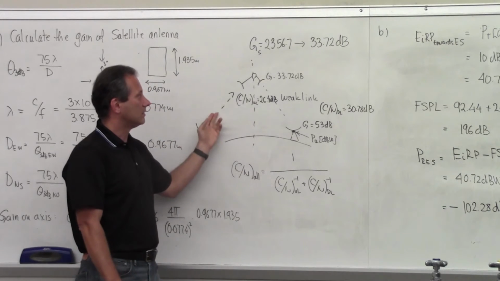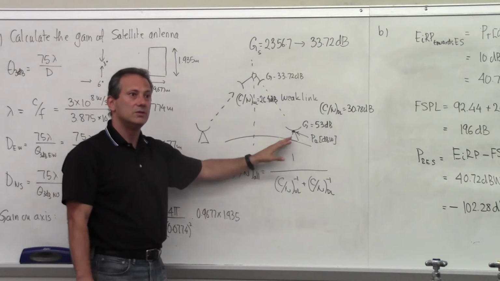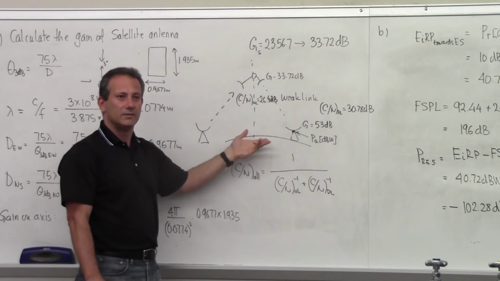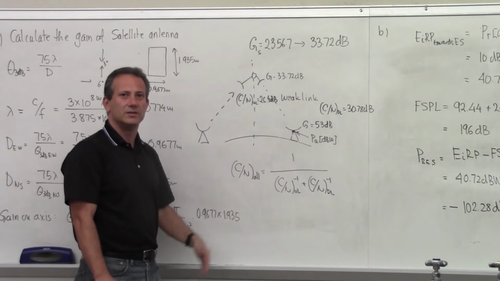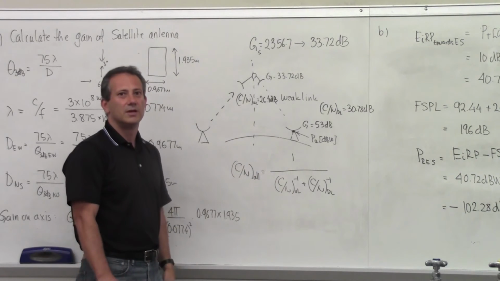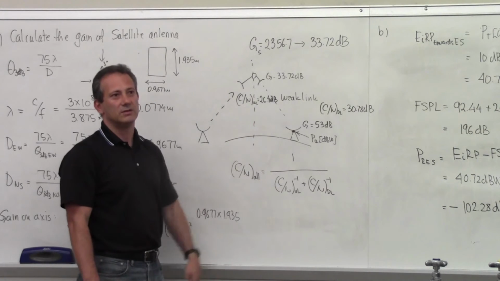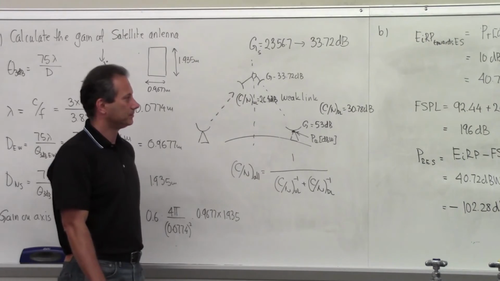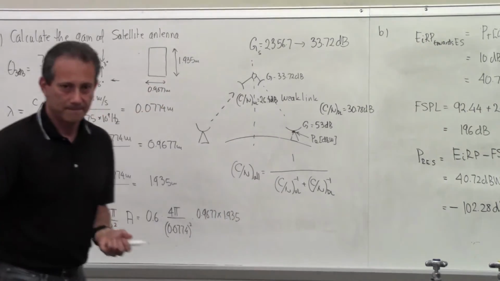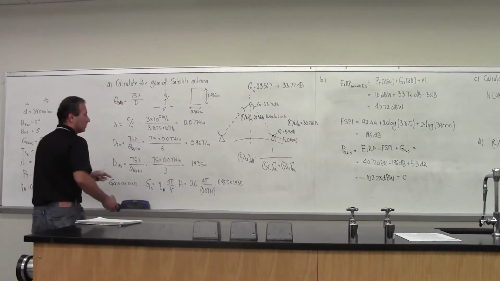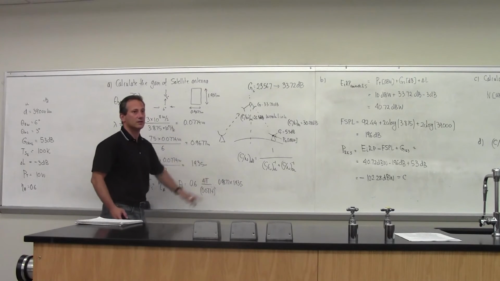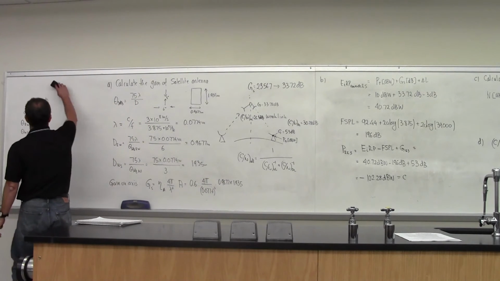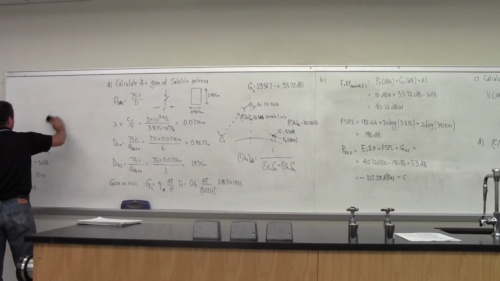And if they are equal, then the overall is 3 dB lower. If one is 10 dB larger than the other, then it's a 0.4 dB difference. And if it's 20 dB, then really you just look at the small one. Here, all the quantities are in linear. The C to N's are in linear.